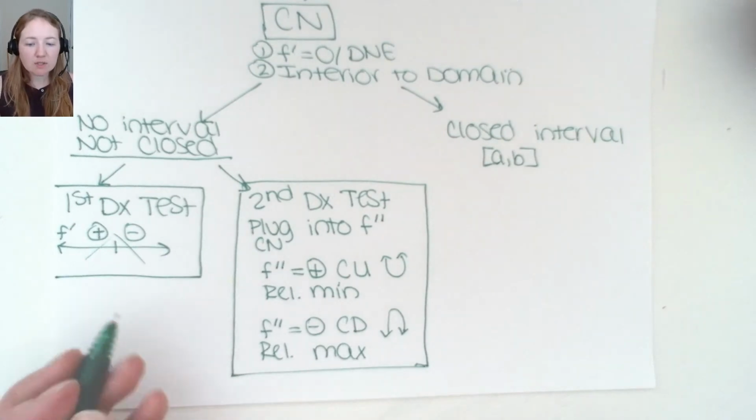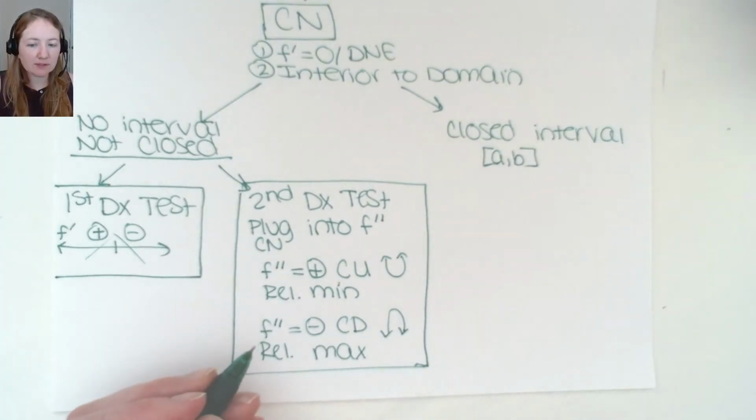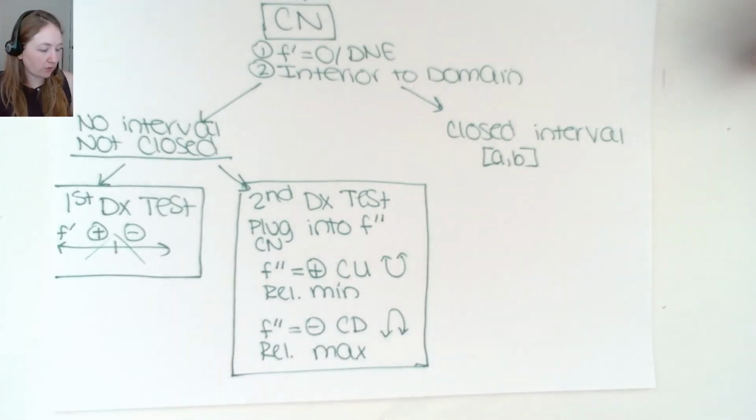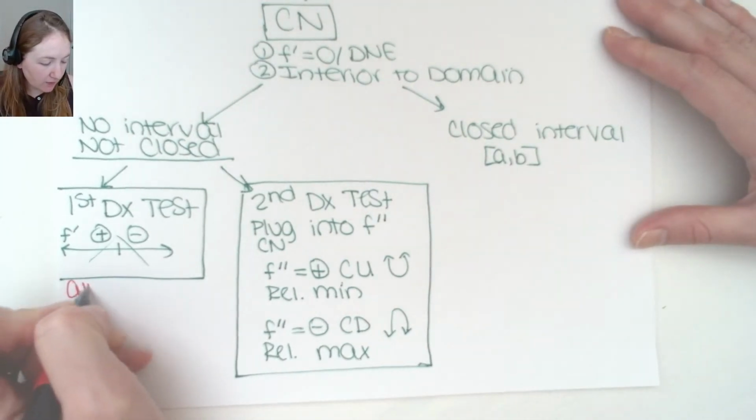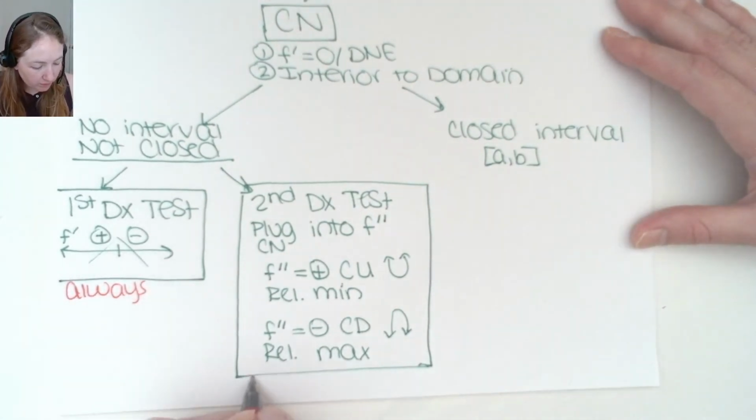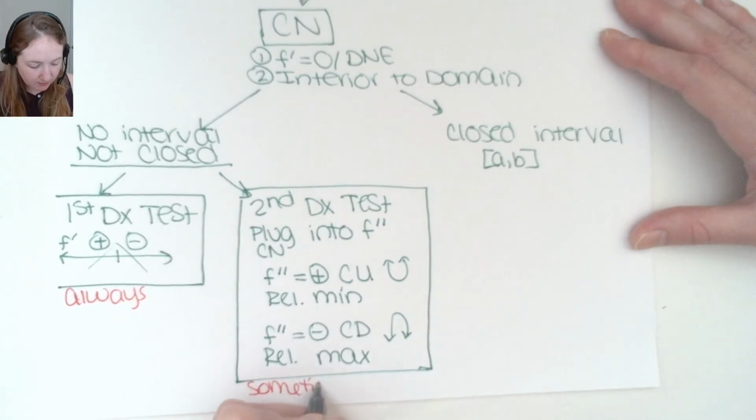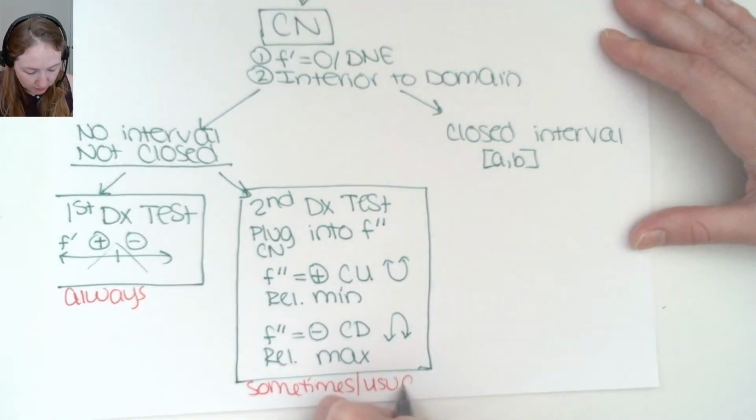The one exception is that if the second derivative gives you 0, then you have to default back to the first derivative test. So this first derivative test always works. Meanwhile, the second derivative test usually works.